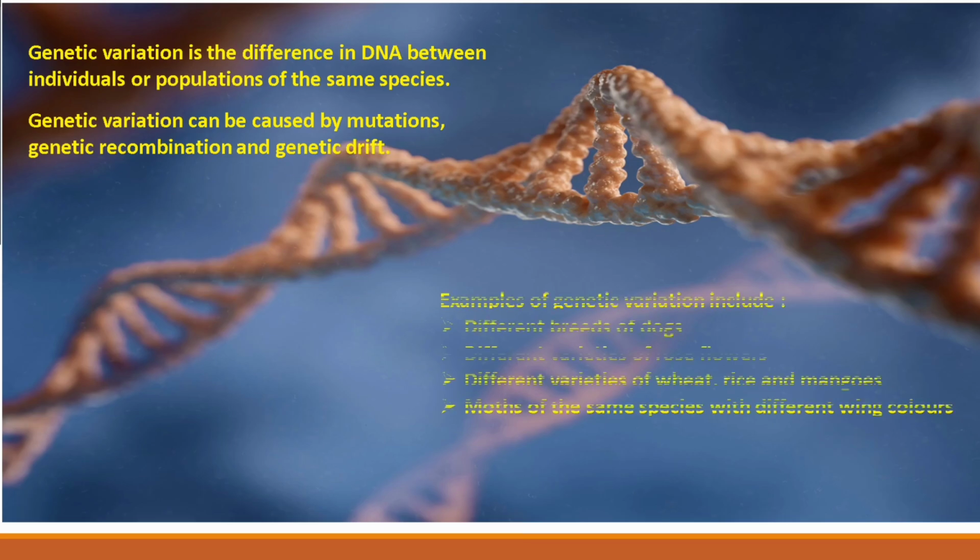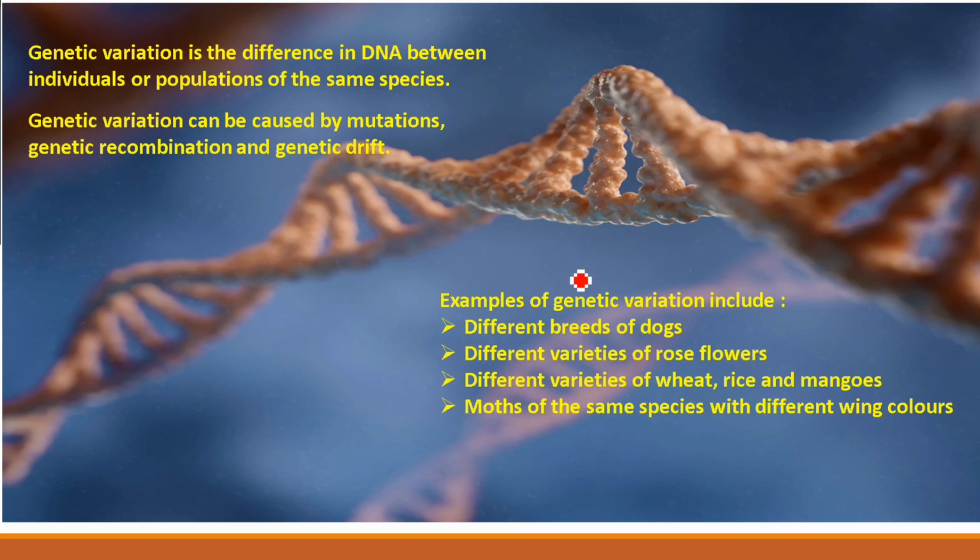Examples of genetic variations include different breeds of dogs, different varieties of rose flowers, different varieties of wheat, rice and mangoes, and moths of the same species with different wing colors. So, students, I hope you have got some idea for the first MCQ.